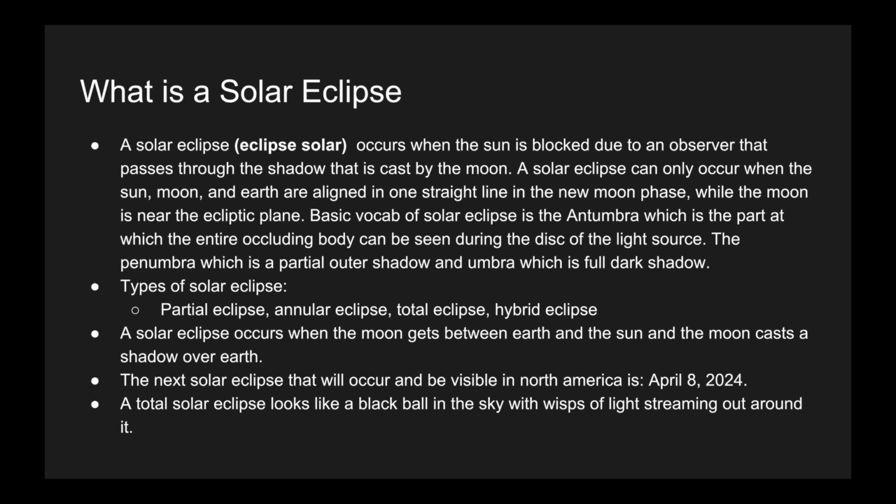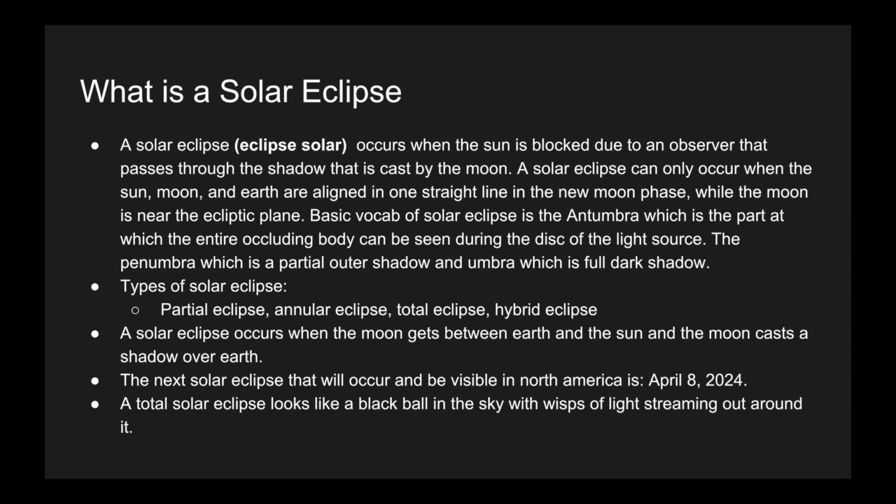And a solar eclipse occurs when the moon gets between the Earth and the sun, and the moon casts a shadow over the Earth, as you will see in the next slide. The next solar eclipse that will be visible in North America is on April 8th, 2024. So that is a couple years from now, so keep an eye out for that.